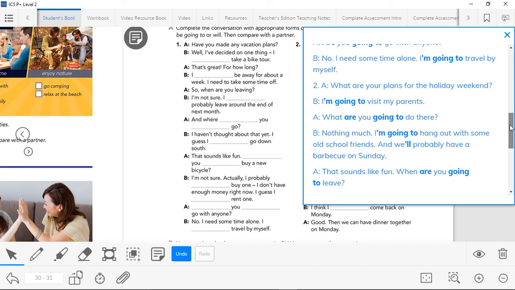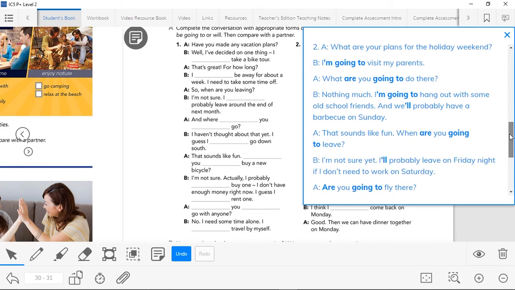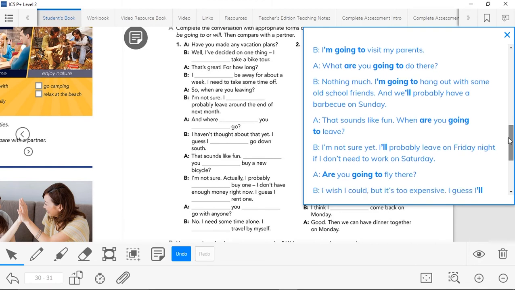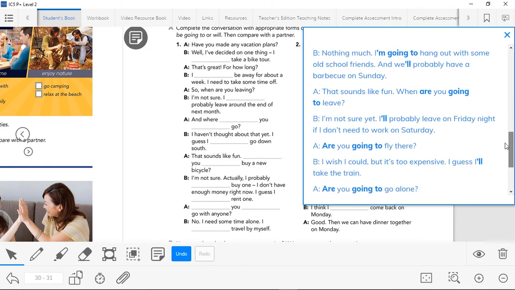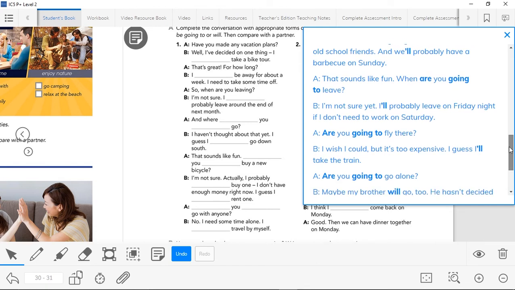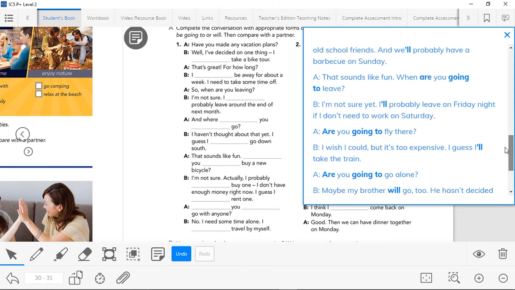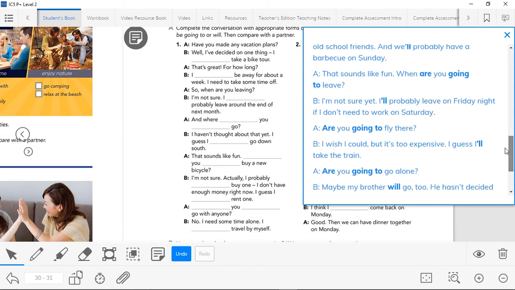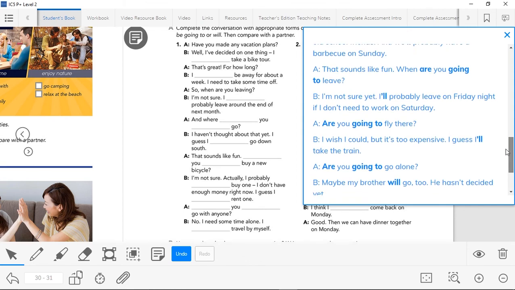I'm going to visit my parents. What are you going to do there? Nothing much. I'm going to hang out with some old school friends. And we'll probably have a barbecue on Sunday. Very good. That sounds like fun. When are you going to leave? I'm not sure yet. I'll probably leave on Friday night if I don't need to work on Saturday.